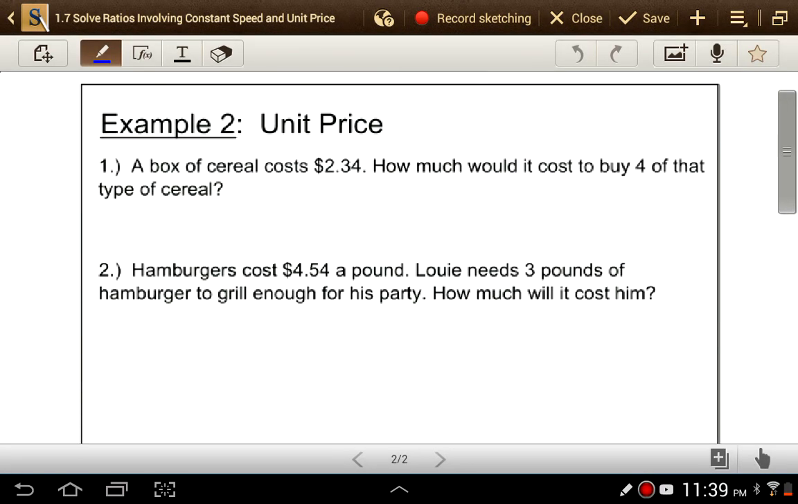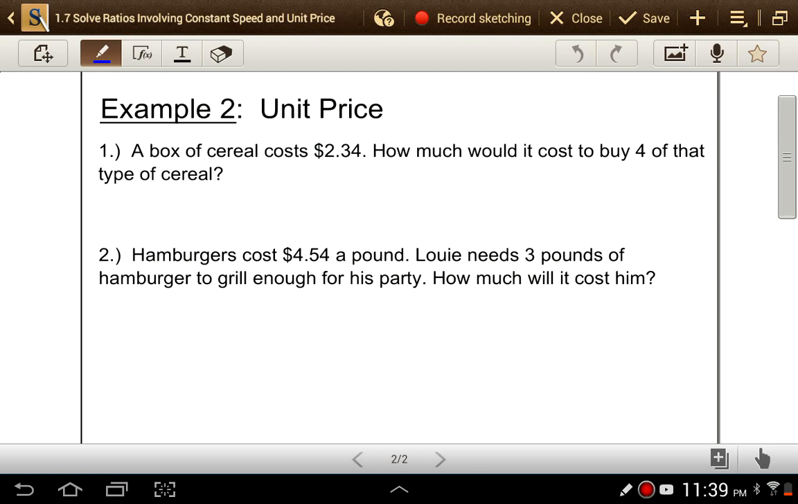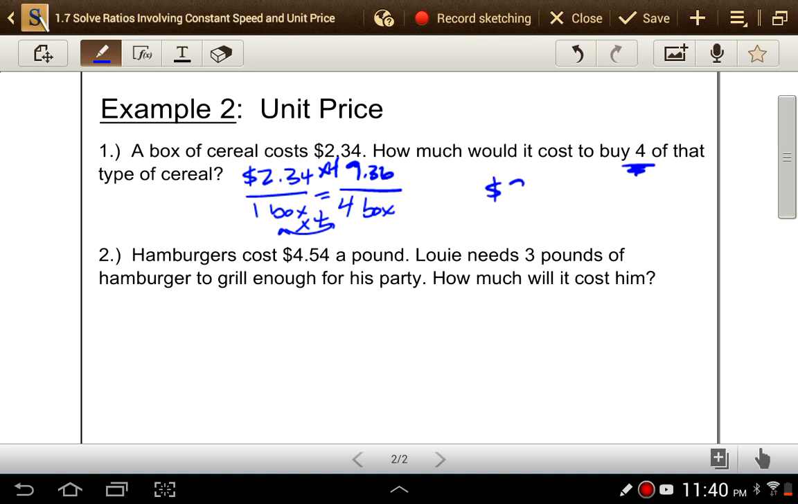In our next example, we're going to talk about unit price. So first, we know that a box of cereal costs $2.34. So that's going to be $2.34 for what? I'm going to get 1 box of cereal. In my problem, I want to know how much would it cost to buy 4 of those. So I'm going to put 4 boxes down here. How do I go from 1 to 4? Times 4. So up here, I'm going to do times 4 also. $2.34 times 4 is going to be $9.36. How much is it going to cost? There's my answer. $9.36.